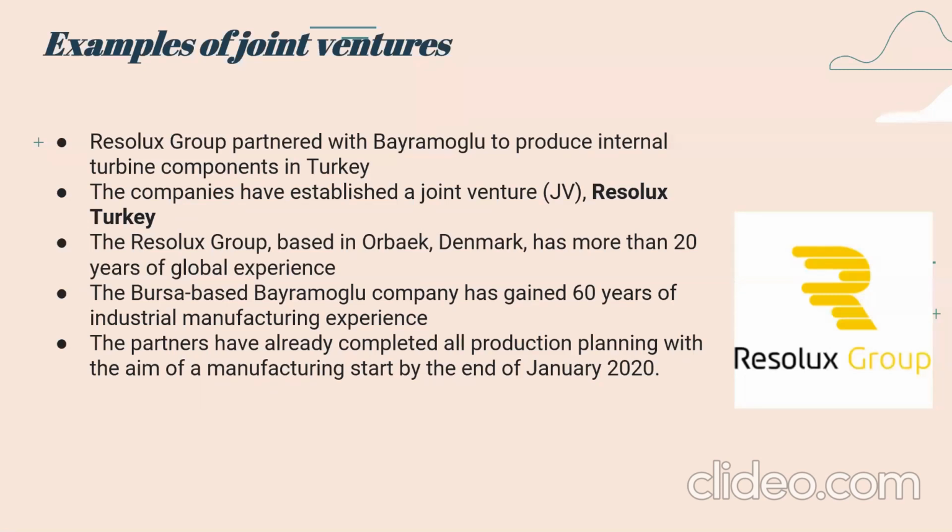And last but not least, the Danish example of joint venture is, for example, when Resolux Group partnered with Bayramoglu to produce internal turbine components in Turkey, and they established a joint venture, Resolux Turkey, to which both of them put their experiences in. For Resolux Group, it was more than 20 years of global experience, and for the Bursa-based Bayramoglu, it was 60 years of industrial manufacturing experience.